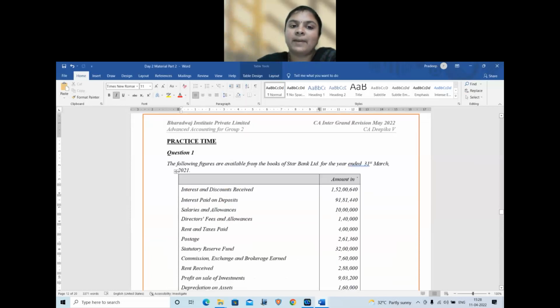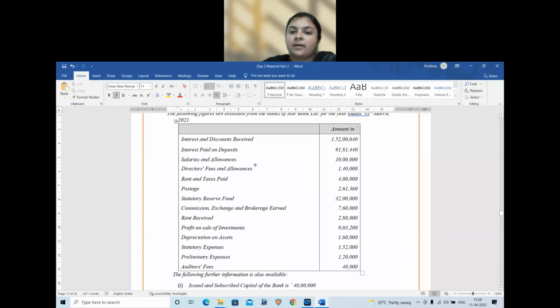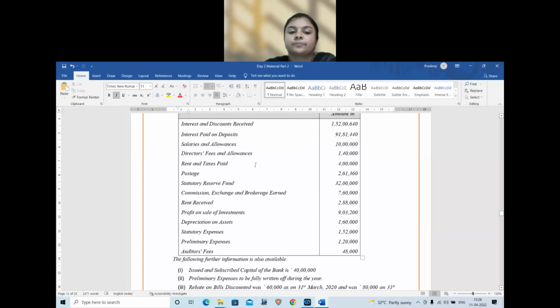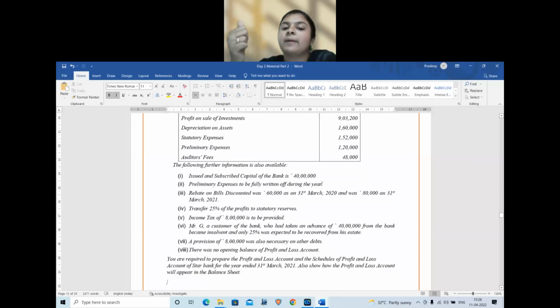Let's run through the practice questions quickly. The following figures are available from Star Bank Limited. So they have given the values. Other information is available: issued and subscribed capital of the bank, preliminary expenses to be written off. Rebate on bills discounted: opening rebate was 60,000, closing rebate was 80,000. So what is the rule for rebate, friends? Rebate received, add opening rebate, subtract closing rebate.